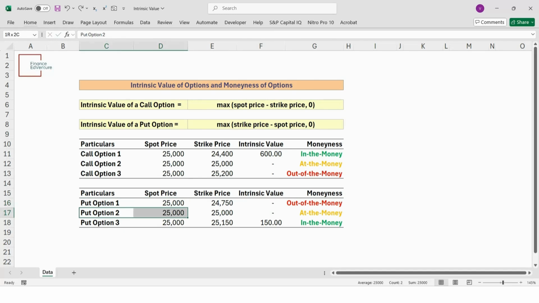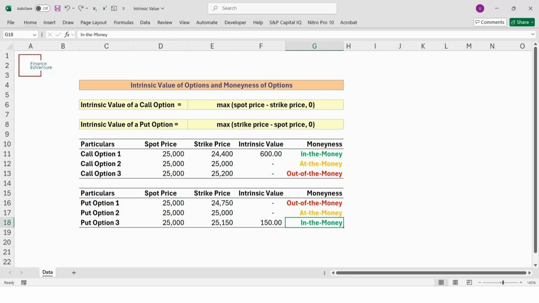Like call option 2, a put option 2 is at the money. No difference between the spot and strike. You are at a break even condition. Whereas option 3, your strike price was 25,150. The expectation was that the security or the market will go below this strike, and the market obliged. It went to 25,000, an intrinsic value of 150, and this is an in the money option.